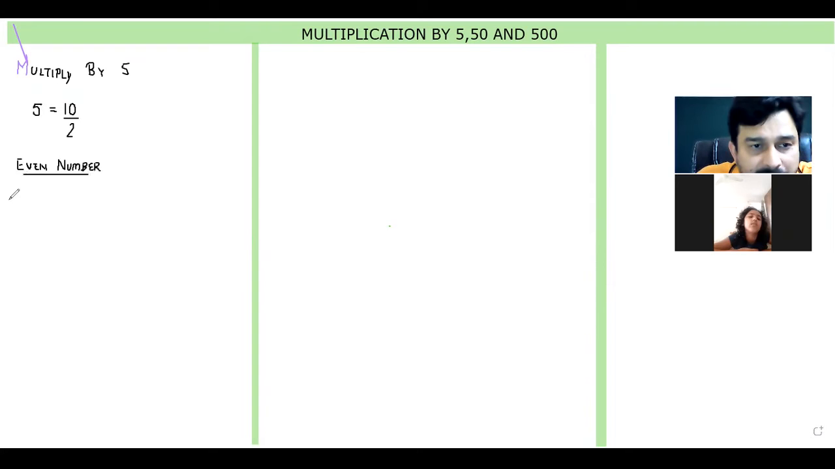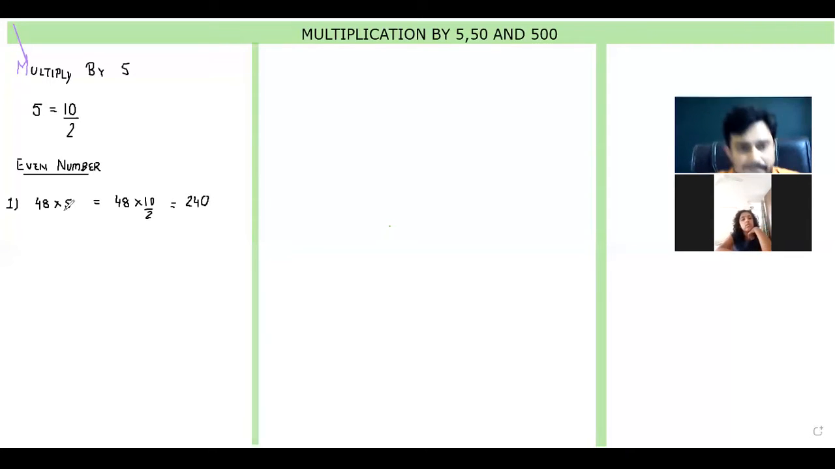Let the number be 48, and you are asked to multiply it by 5. Just consider it as 48 into 10 by 2. So 48 divided by 2 is 24. So you just have to write 24 and put a 0 at the end. Let us do some more examples.